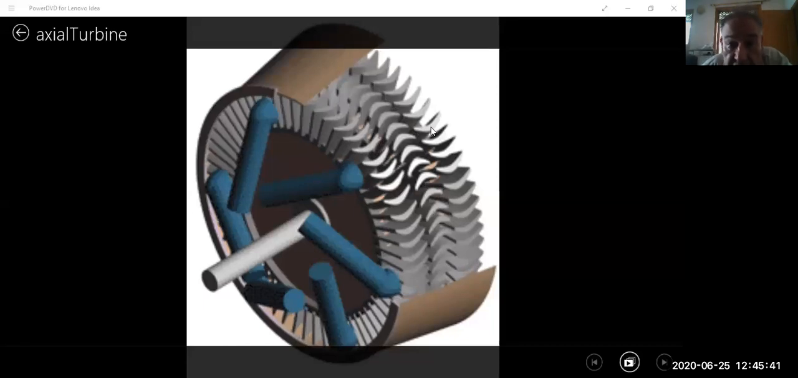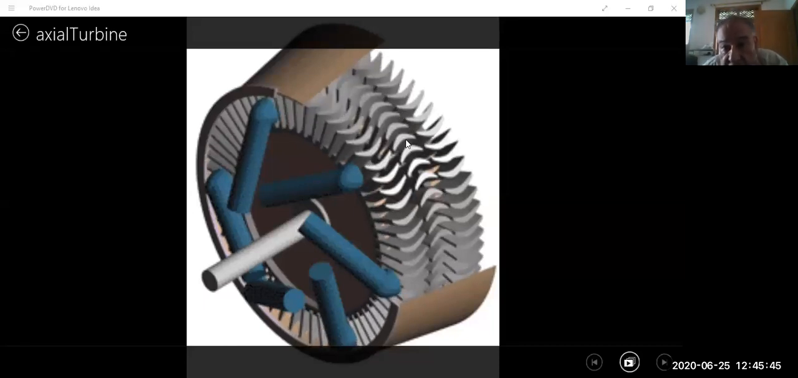Hello, let's continue. So you can see how stationary blades in between two moving blades act. They act like a diverter. They change the direction of the flow, and at the exit they direct the flow exactly to the rotating wheels. So this was another way.